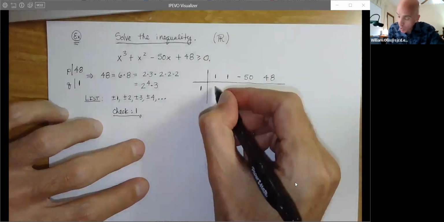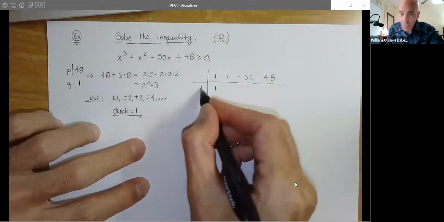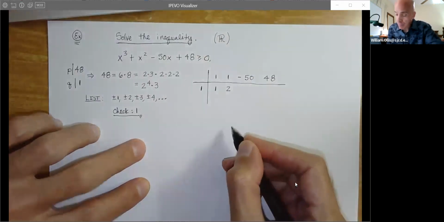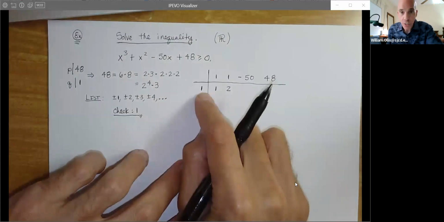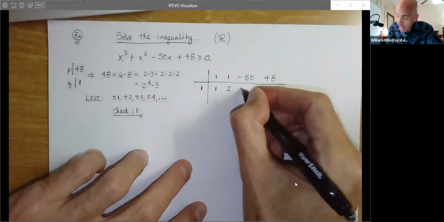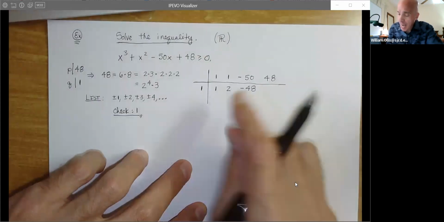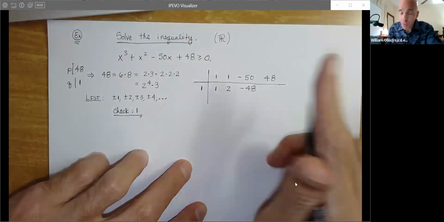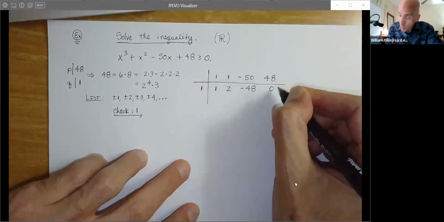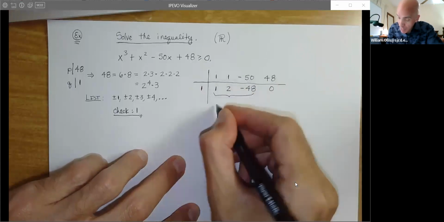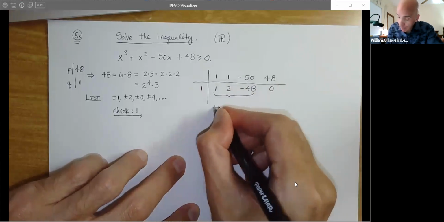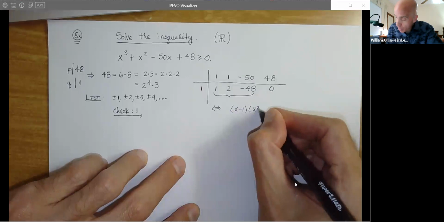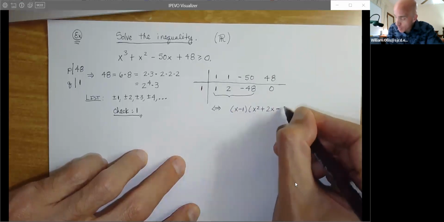So now we bring the 1 down. So we have 1 times 1. That gives us a 1 plus 1. That gives us a 2. And then we have 2 times 1, which is a 2, plus a negative 50 is a negative 48. And now when you multiply, of course, we know this is going to work. This will be a negative 48 plus 48, which is 0. So now there's our reduced. So this implies, or equivalently, we have x minus 1 times x squared plus 2x minus 48.